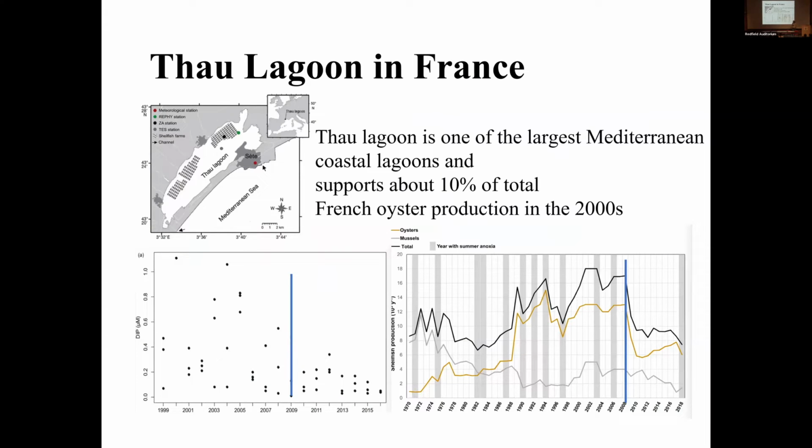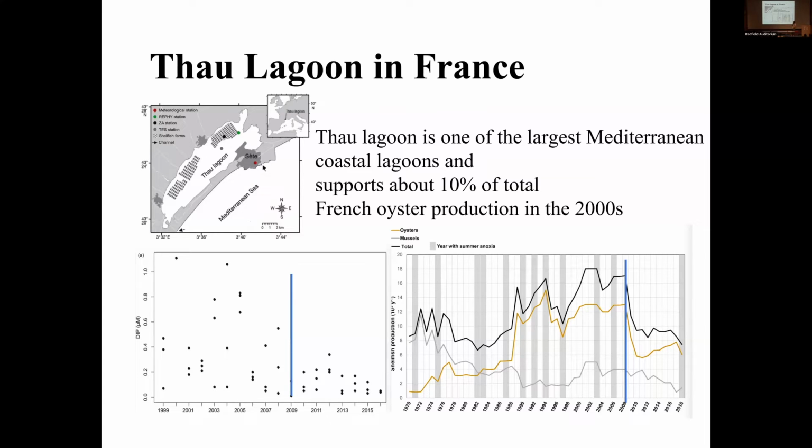But if I stop here, you may think aggressive nutrient reduction is a magic brush, that you can solve all the problems and benefit every single person. But I want to put this case forward for you to think about this notion. So this is a lagoon in France, highlighted by the map here.